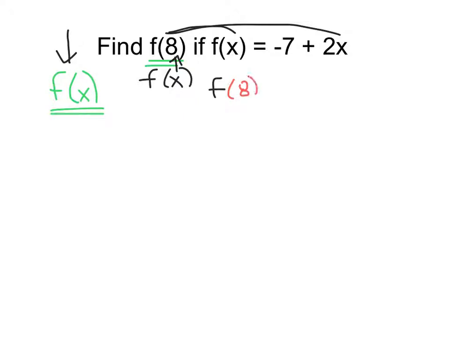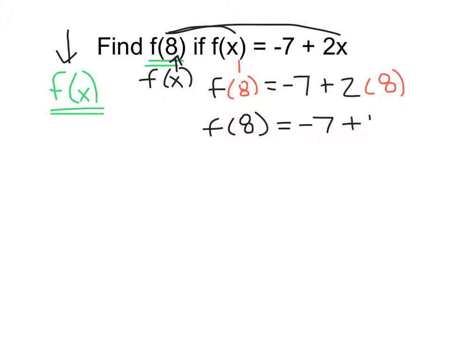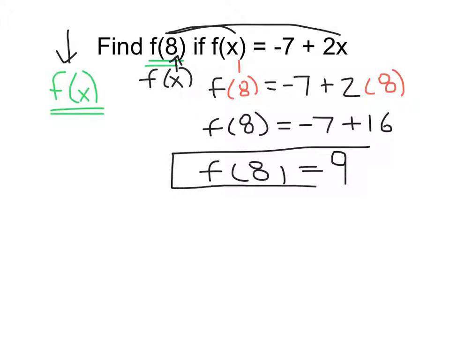Again, we're substituting an 8 in for the x. And then that equals -7 plus 2 times 8, because x is 8. Once you've shown that step, and yes, you need to show that step, show all your steps, then we have f of 8 equals -7 plus 2 times 8, which is 16. Finally, add those together, and we would have f of 8 equals +9. And then that would be your answer.